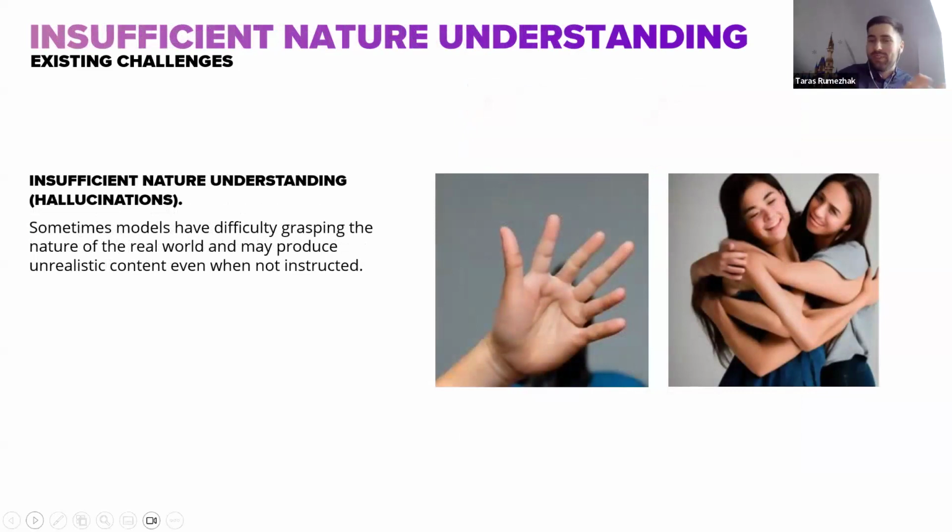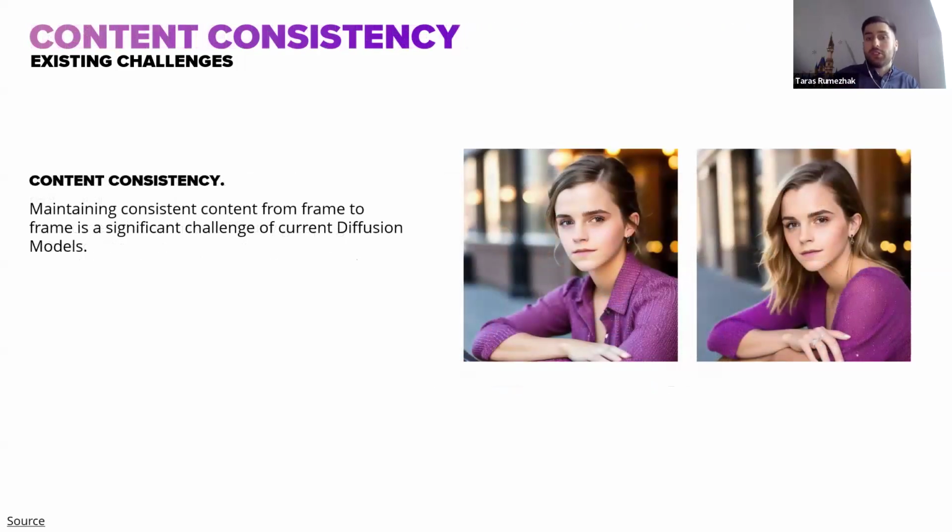Another problem is insufficient nature understanding and hallucination, as it's called. Here is a default, old example of 6 fingers or a lot of hands. It can be refined. There are a lot of refiners to mitigate this issue, but still it resolves only some specific problems, but it cannot resolve all of the problems in the world, and sometimes there are issues with this.